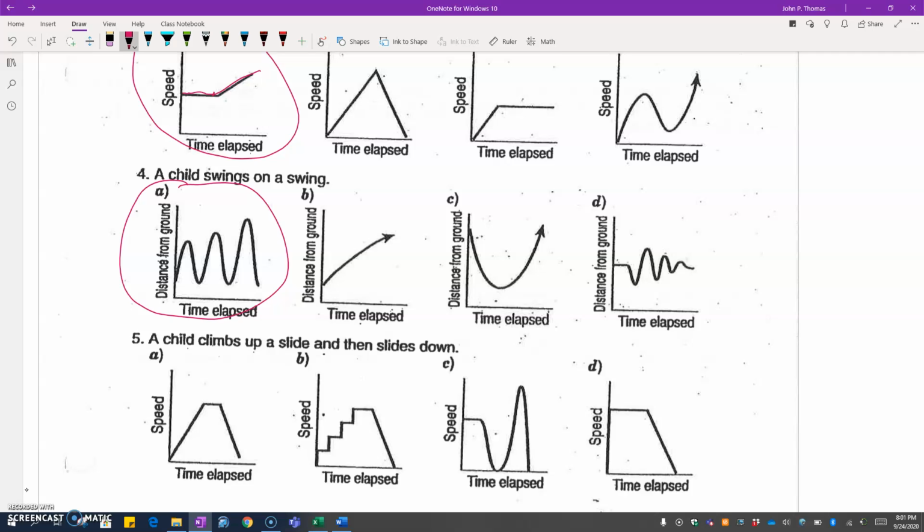So the child is speeding up as they swing, so they're moving to a little bit higher max heights each time on the forward swing, and then a little bit higher on the backward swing, and then a little bit higher on the forward swing.